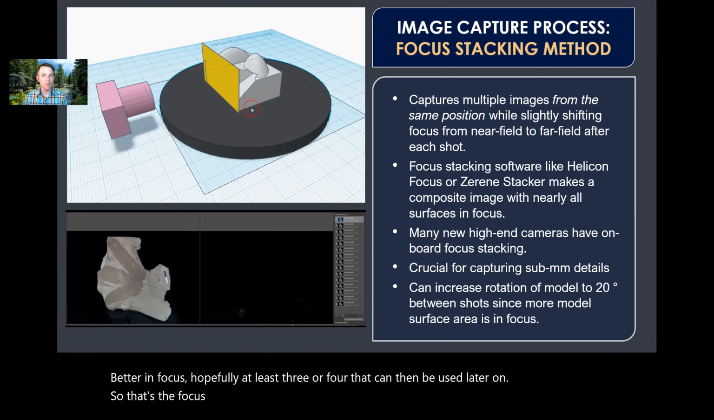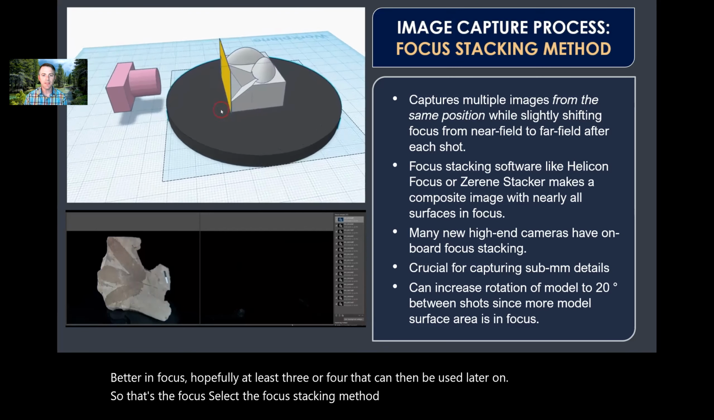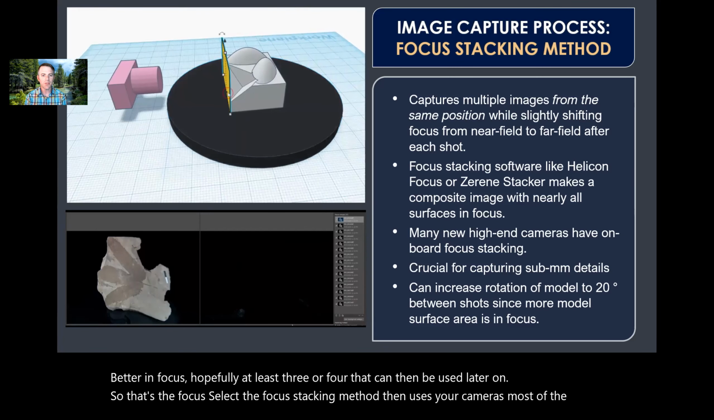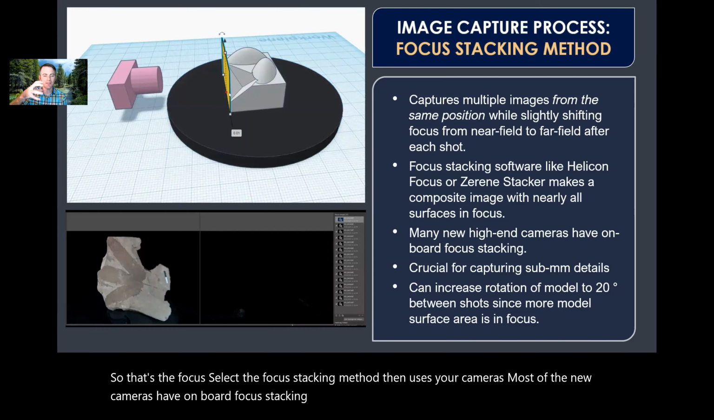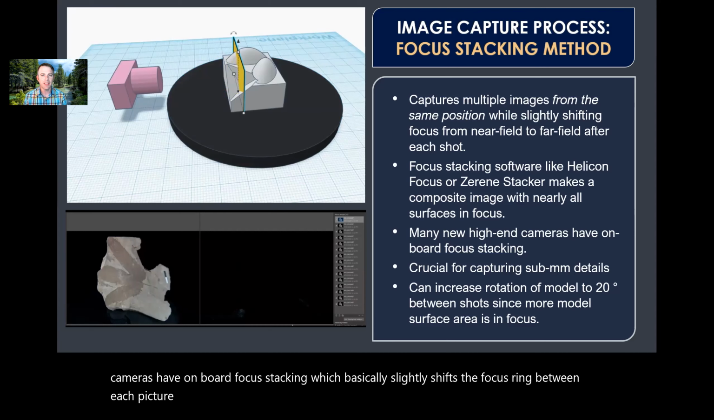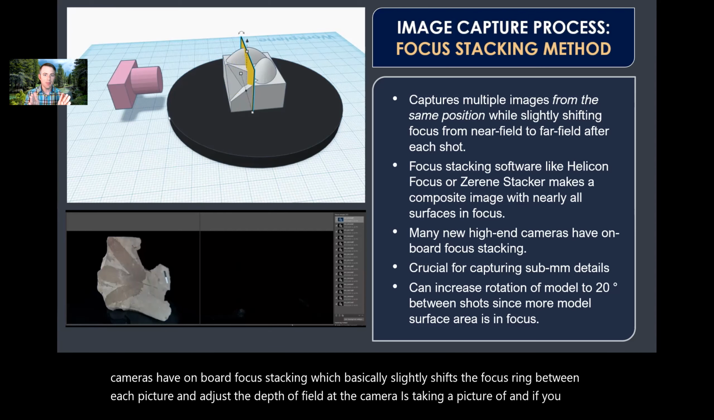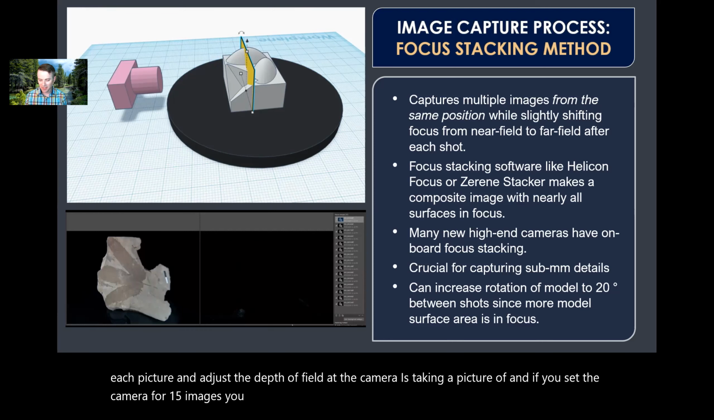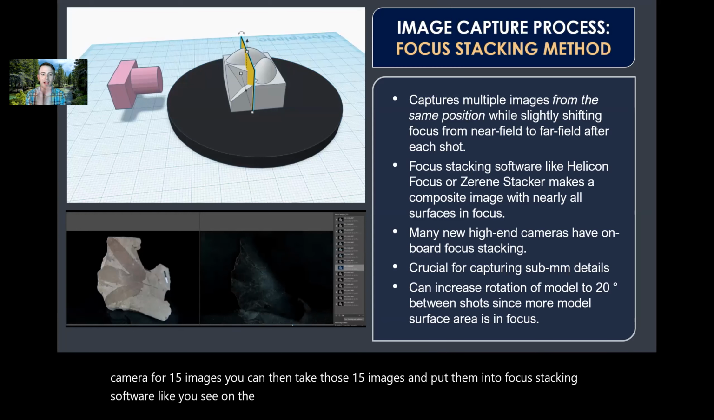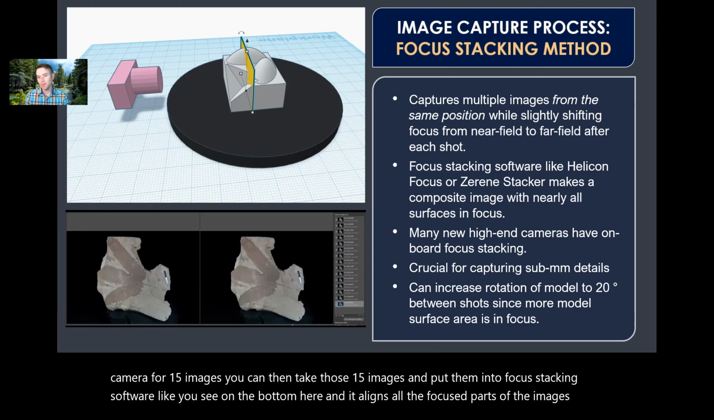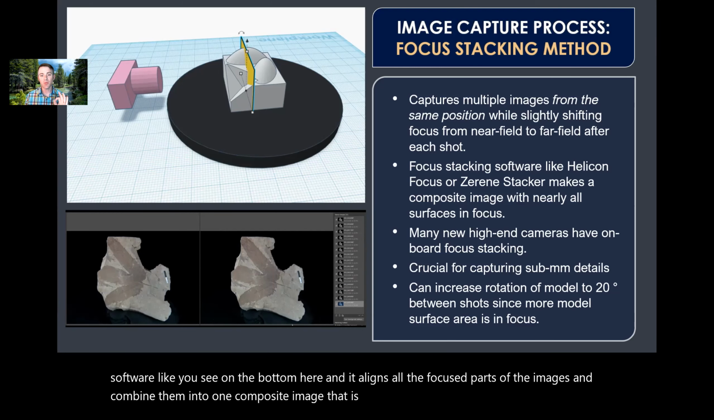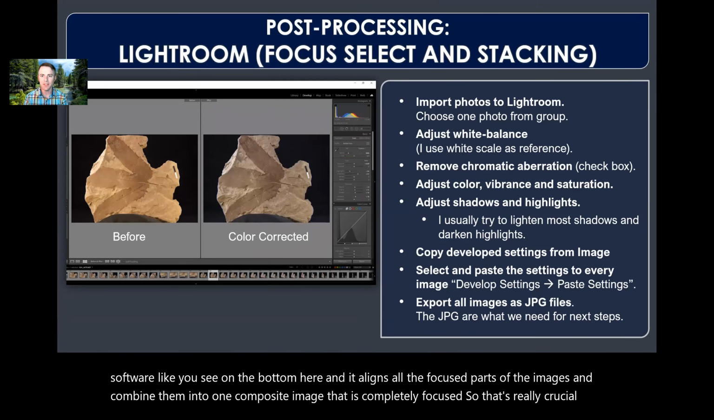The focus stacking method then uses your camera's onboard focus stacking. Most of the new cameras have it, which basically slightly shifts the focus ring between each picture and adjusts the depth of field that the camera is taking a picture of. And if you set the camera for like 15 images, you can then take those 15 images and put them into focus stacking software like you see on the bottom here, and it aligns all the focus parts of the images and combines them into one composite image that is completely focused. So that's really crucial for capturing like sub-millimeter detail.